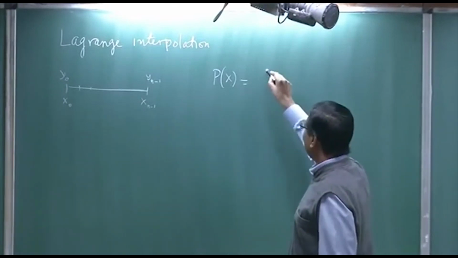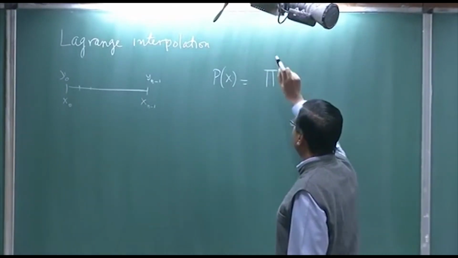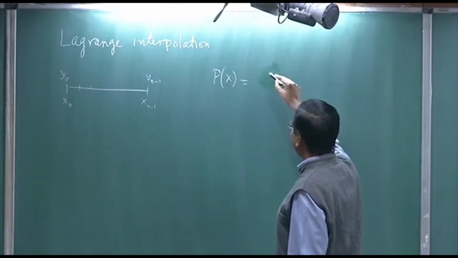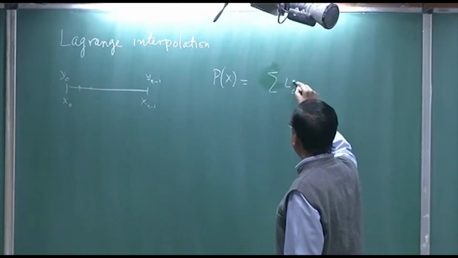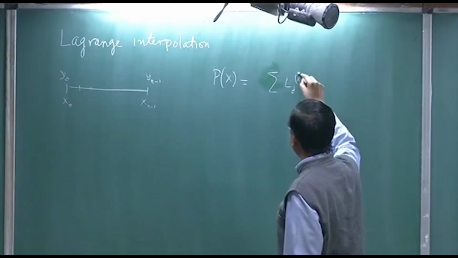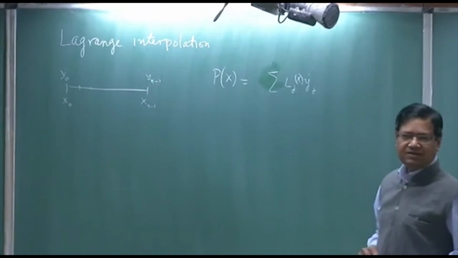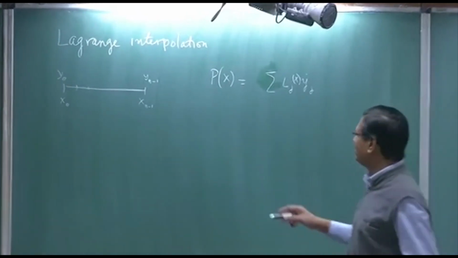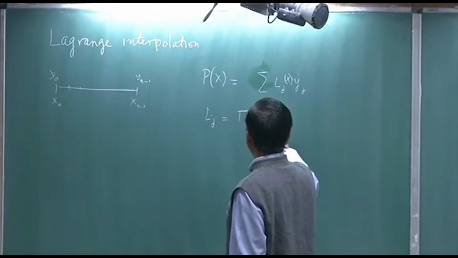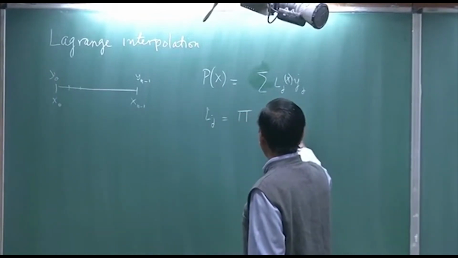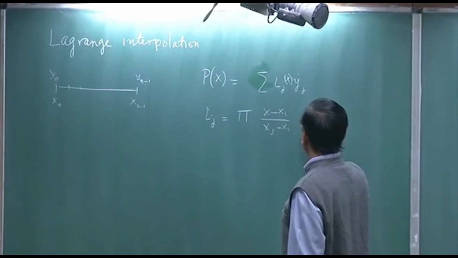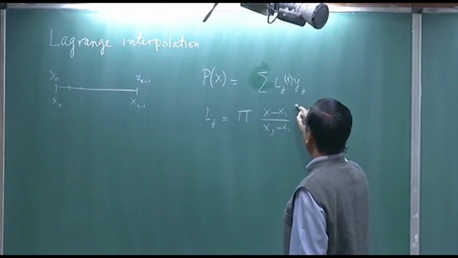And that was a product. So it was a sum, okay, what was it? The sum of Lj times y j, and Lj is a function of x. So Lj is a polynomial, and Lj was the product of x minus xi over xj minus xi. Yeah, that was the product.